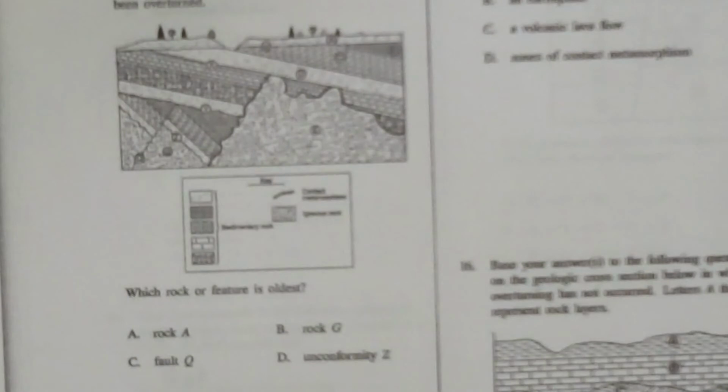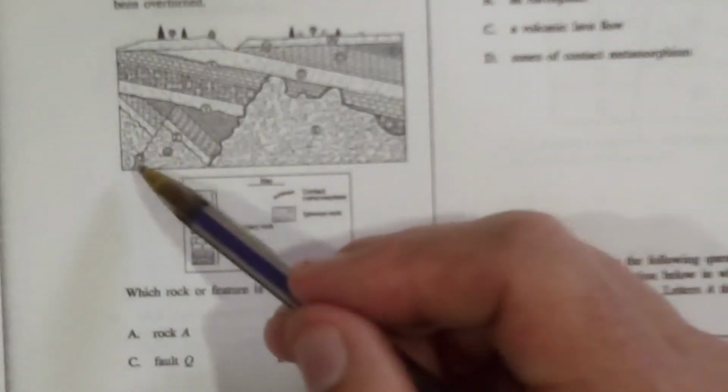Which rock feature is the oldest? Rock G, found at the bottom, would most likely be one of the first features, so would be the oldest. And since it's cut by the fault, the fault must be younger.